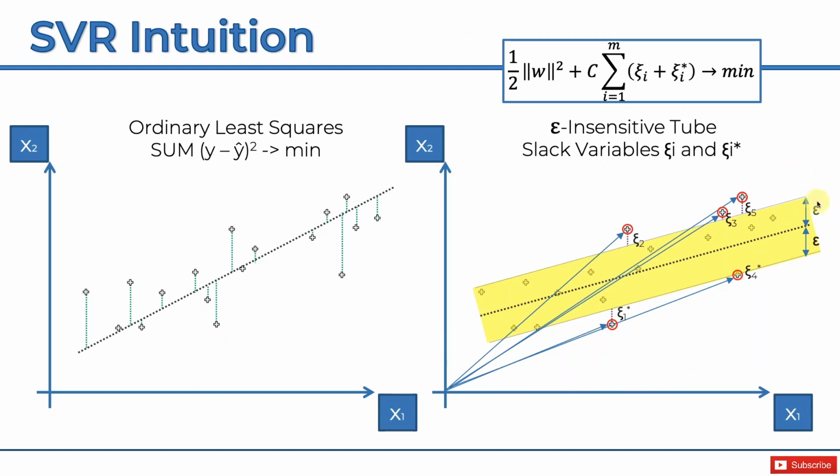And so there we go. That's what it's all about. It's important to remember the epsilon-insensitive tube, and that support vector regression just cares about the errors of anything that's lying outside this tube.